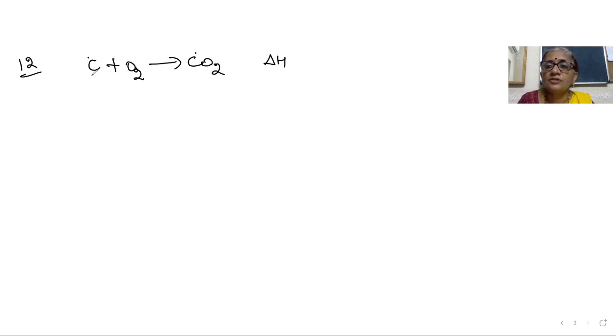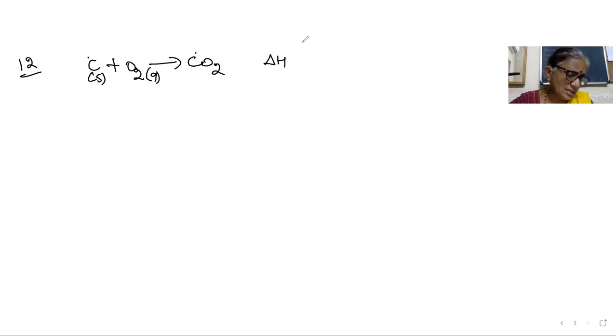What is the natural state of carbon? Solid. Oxygen, gas. So enthalpy of formation, how do we define it? It is defined as the energy change that is happening during the formation of 1 mole of any compound from its elements in their standard states, isn't it? So here, during the formation of carbon dioxide, it happens to be a combustion reaction, so energy is released. How much energy is released?